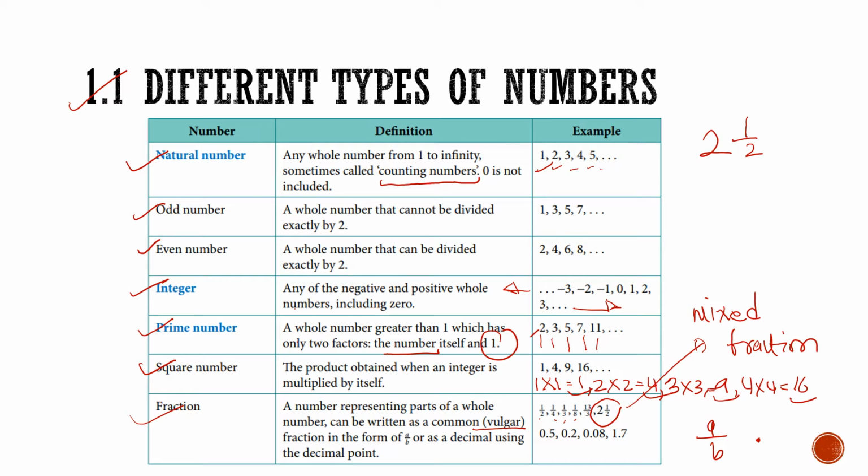And then we have something called improper fraction. This is an improper fraction. If you want to change a mixed fraction to an improper fraction, this is what we do. The denominator times the whole number plus the numerator, all over the denominator. So let's say we have a, b over c.